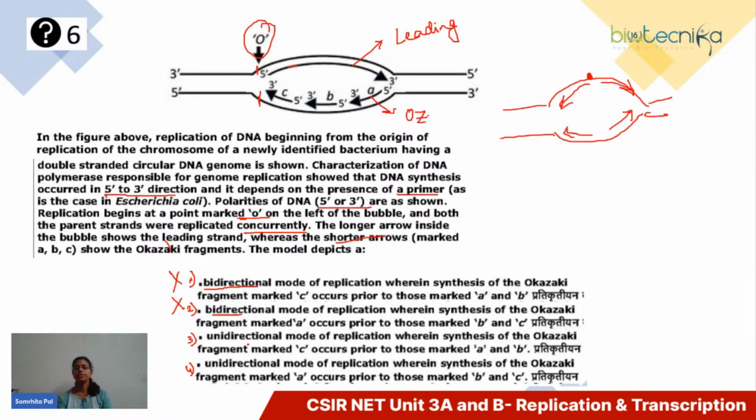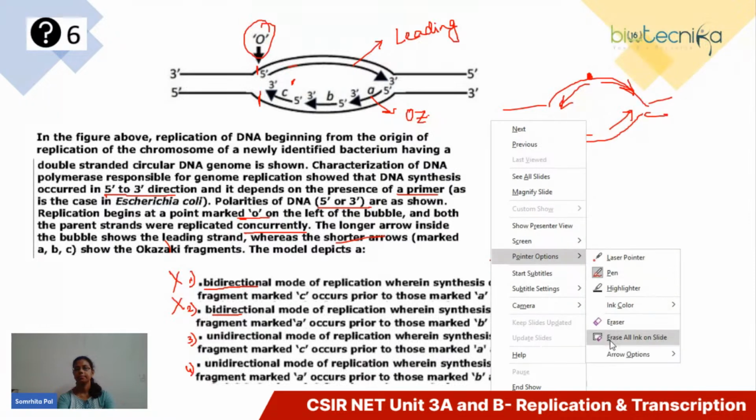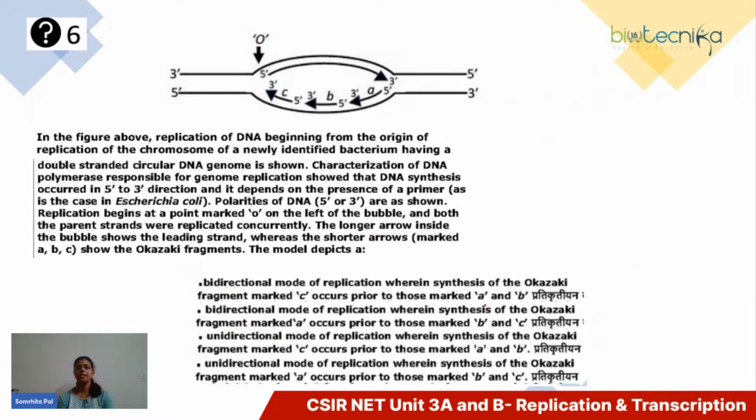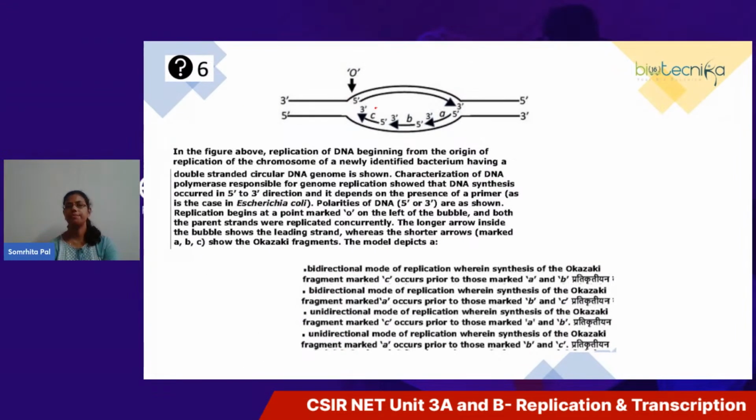Now, in option 3, along with the unidirectional mode of replication, they are saying that the synthesis of the Okazaki fragment marked C occurs prior to those marked A and B. So here they are saying that C is occurring first, followed by B and A, whereas in option 4 they are saying that fragment A occurs prior to those marked B and C. So you are going to get confused between which is the first fragment. C is the first fragment or A is the first fragment.